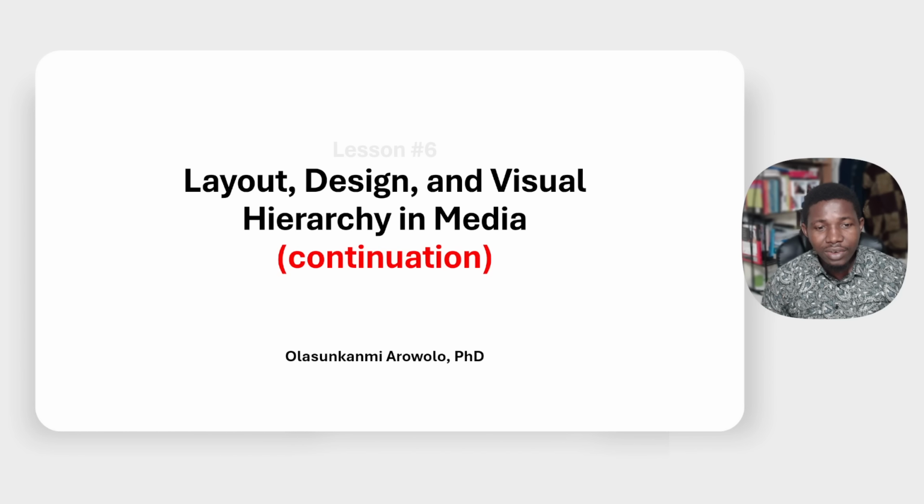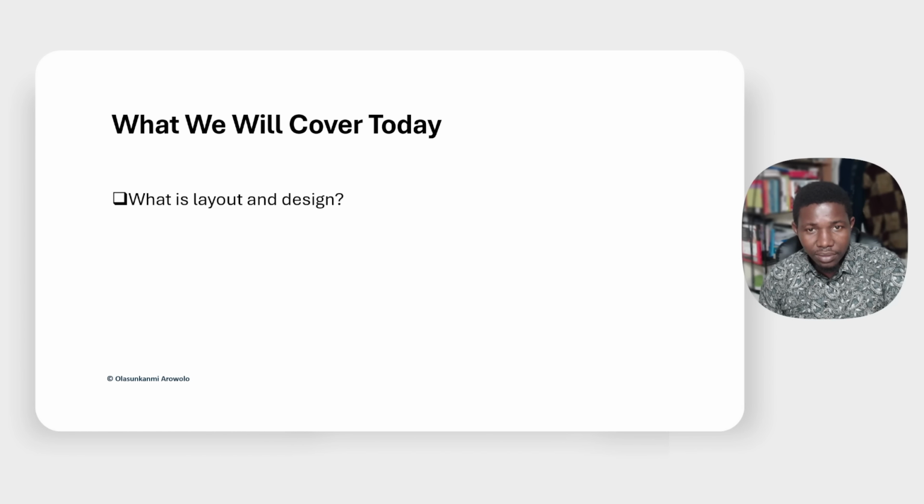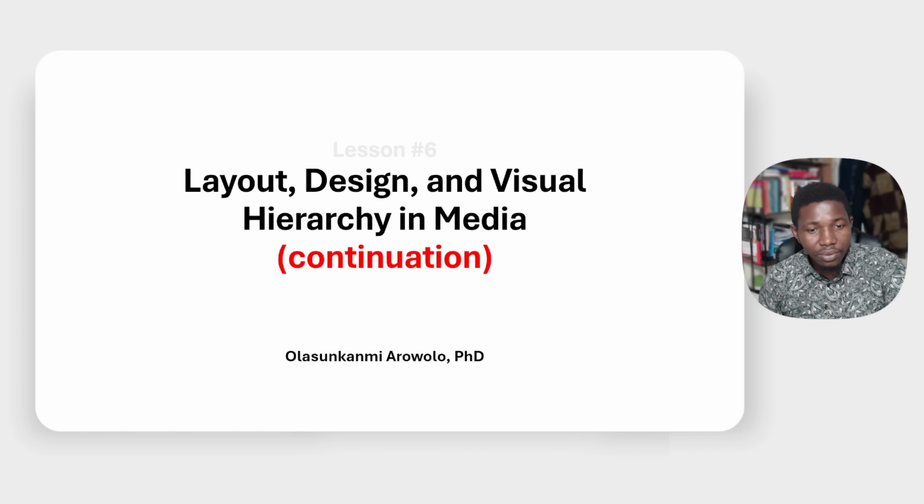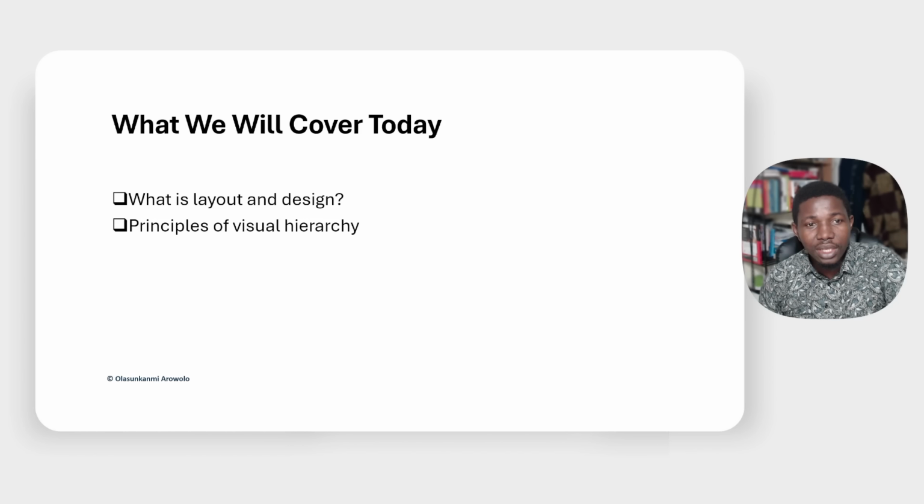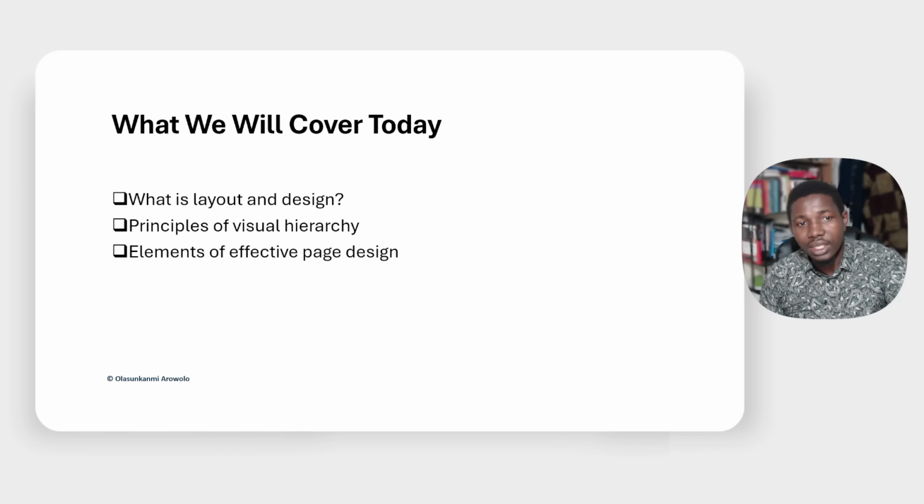So, what we have covered previously and what we'll build on today is what layout and design is. We've done that in the previous parts. We've looked at the principles of visual hierarchy, and I'm going to be showing clearly what that is. Layout and design is a clear presentation of ideas in a structured way. You understand what I mean? So we're looking at the elements of effective page design, which includes some of the key components that I'll be sharing with you today.